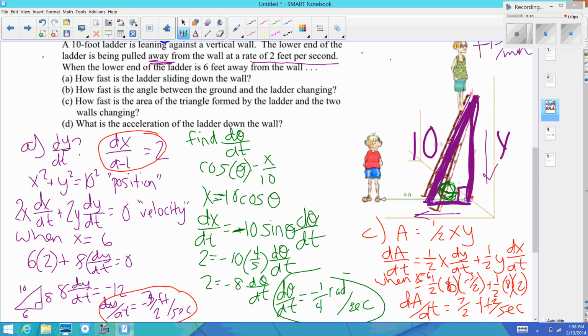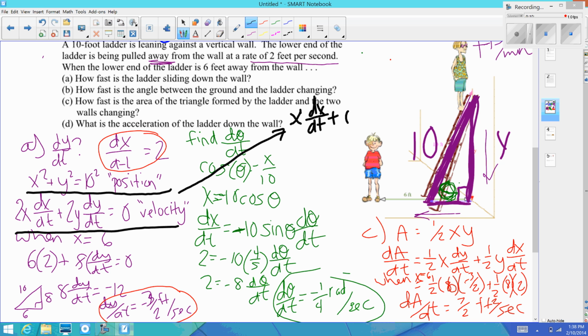So I have one more part. I don't know where I'm going to fit it. What's the acceleration of the ladder down the wall? All right, so with this, if this is our position function, okay, this is our velocity. I'm trying to find how fast it's accelerating. So I'm going to divide both sides by 2 just to make it a little easier. So I get x dx dt plus y dy dt equals 0.